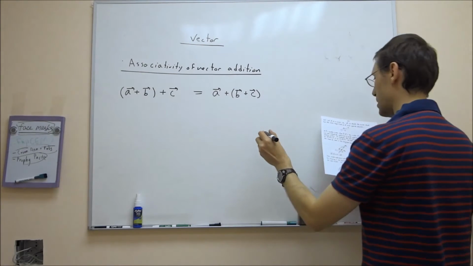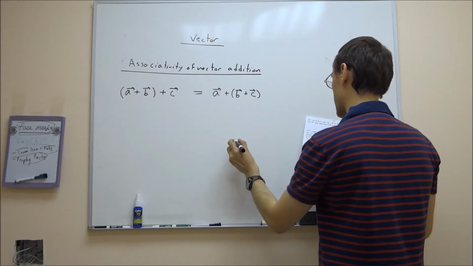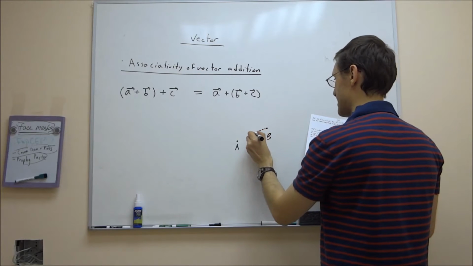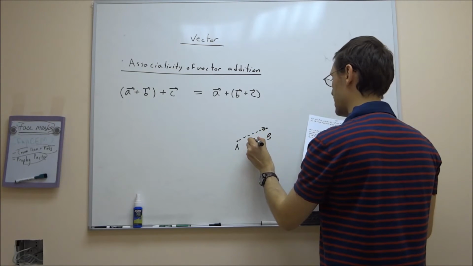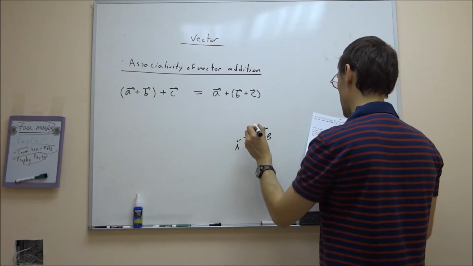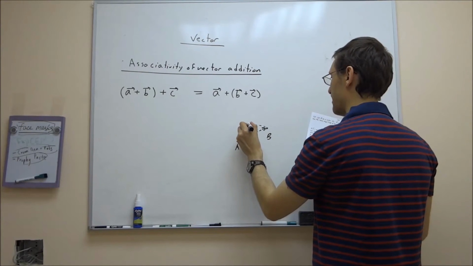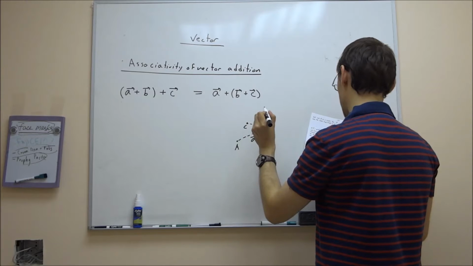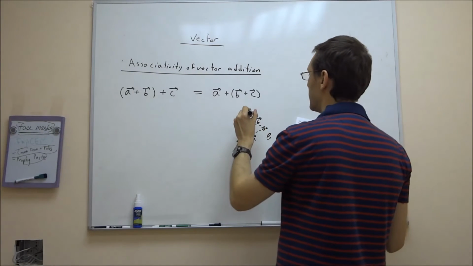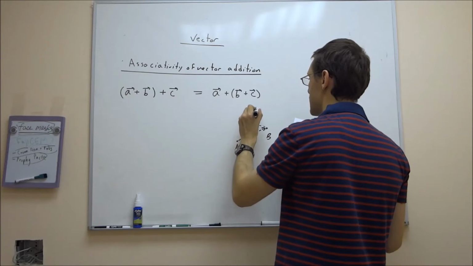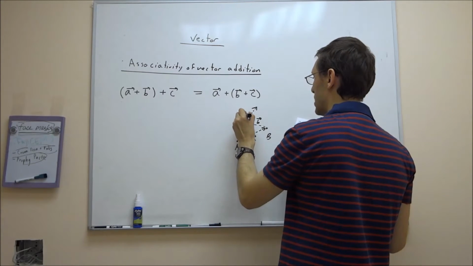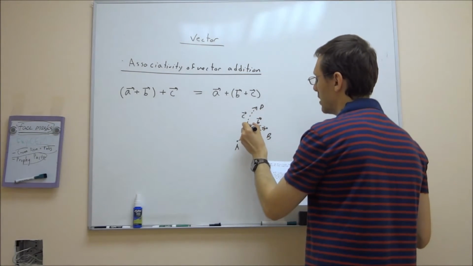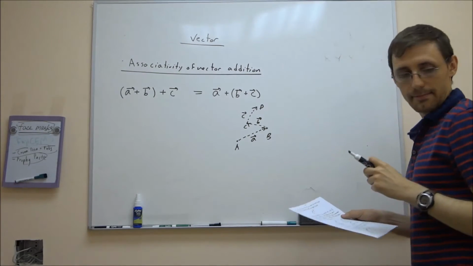So to illustrate this, let's suppose that I have the point A, B. So this here, the dotted line, is the displacement by A. Then from B to C, displacement by the vector B, and then finally displacement C to the point D. So I travel by adding two vectors at a time.